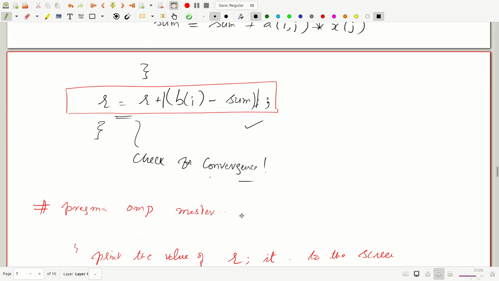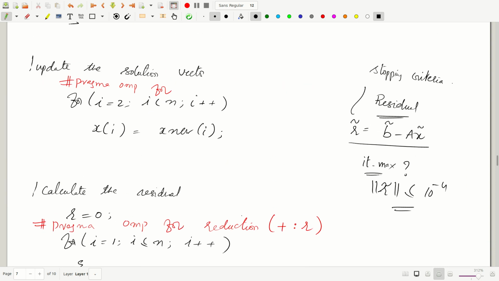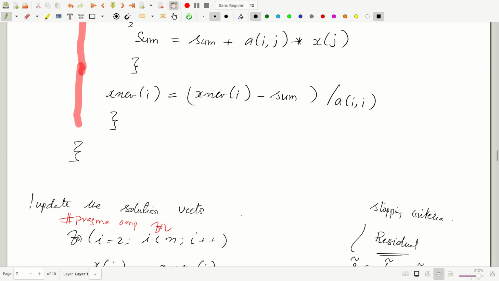So that is how you can write a simple Jacobi iterative method in serial as well as in parallel. Of course, somebody has to tell you what the matrix is, and once you know the matrix, you can run this for any size of the matrix, and for as many iterations as needed until it converges, okay?